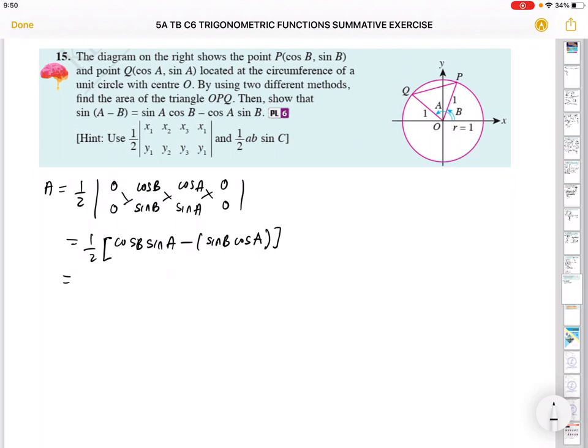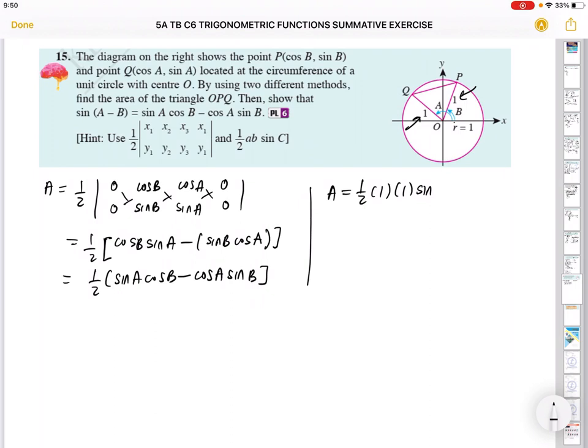Now the second formula is half AB sine C. So we can use half AB sine C. Now A and B will be the lengths here, which is your radius, 1 and 1, and sine. Now notice that A is all the way to here, B is up to here. So the angle between them, angle POQ, is basically A minus B, which gives half sine A minus B. So this is your equation 1, this is your equation 2.